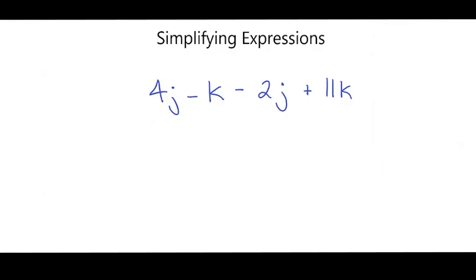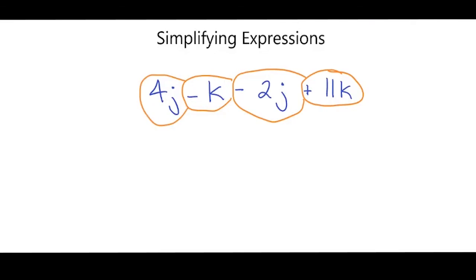So here we have 4j minus k minus 2j plus 11k. Well, there are no parentheses, so I don't have to do distributive property, but I do notice that all of my terms are a little mixed up and nothing is with the like terms. So I'll circle my sign and my term, my sign and my term, my sign and my term, my term. So let's rewrite this and put everything together with its like terms.